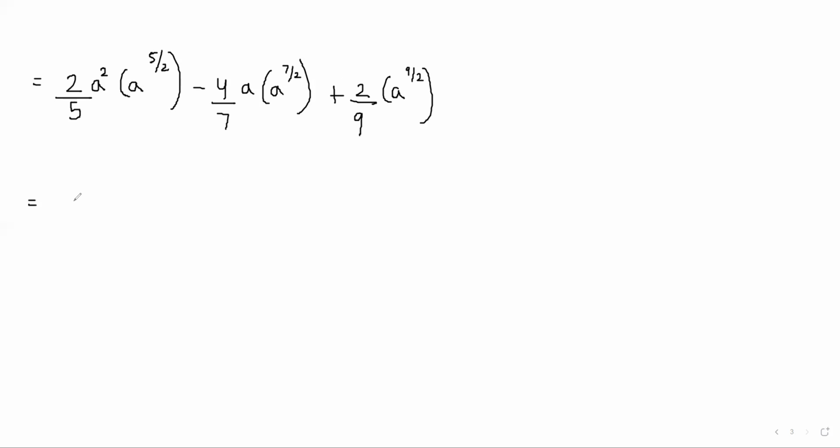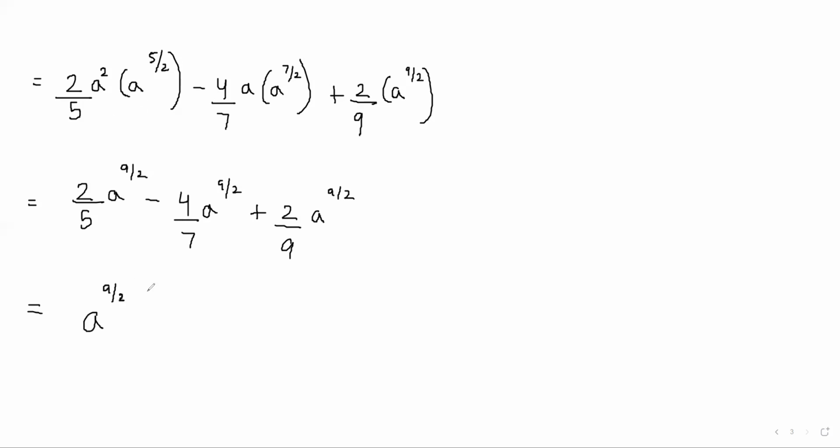which is equal to, when we solve it further using the law a raised to m into a raised to n, we are going to add the index here. So the next step we get is 2 upon 5, 2 plus 5 upon 2 is nothing but a raised to 9 upon 2, minus 4 upon 7, 1 plus 7 upon 2 is a raised to 9 upon 2, plus 2 upon 9, a raised to 9 upon 2 as it is. We can see that a raised to 9 upon 2 is a common factor. So what remains inside the bracket is 2 upon 5 minus 4 upon 7 plus 2 upon 9.